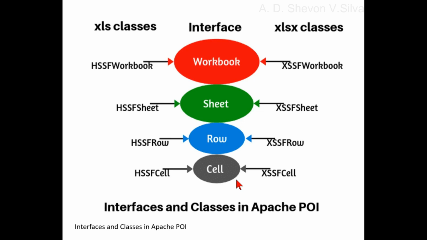Boolean cell value, for example, XSSFCell.CELL_TYPE_BOOLEAN. Error cell value, XSSFCell.CELL_TYPE_ERROR. Blank cell value, XSSFCell.CELL_TYPE_BLANK.